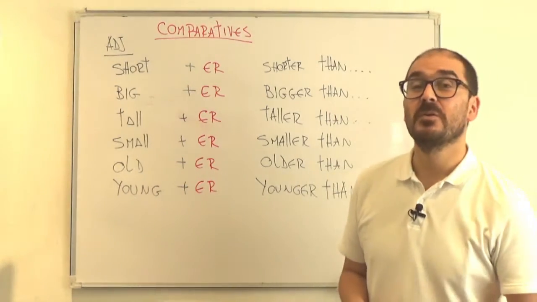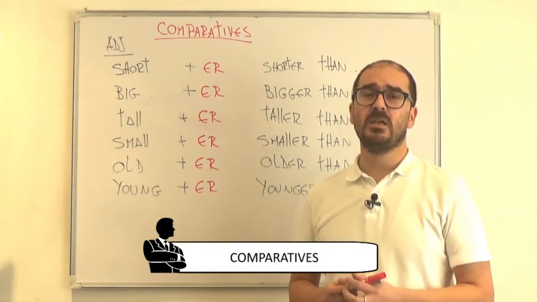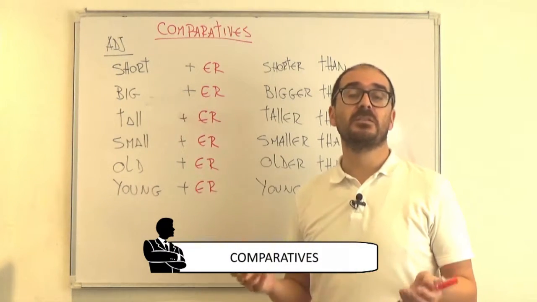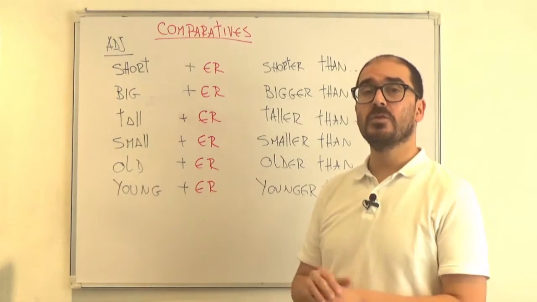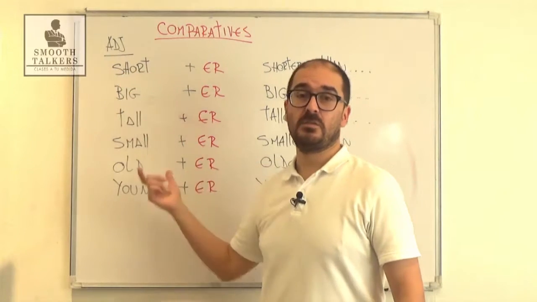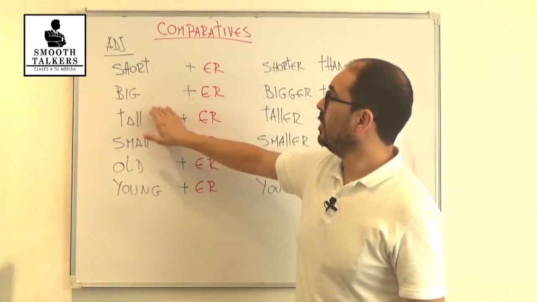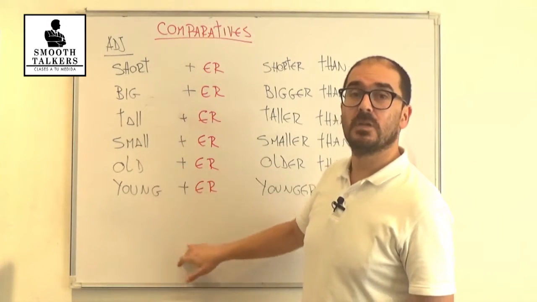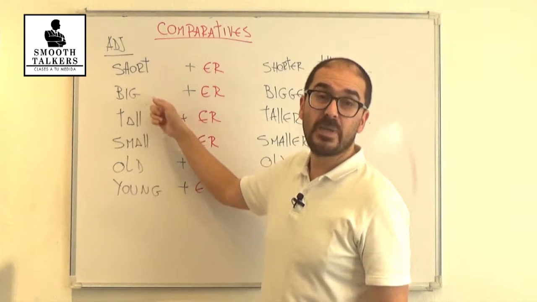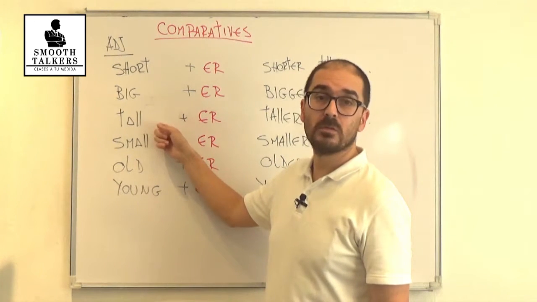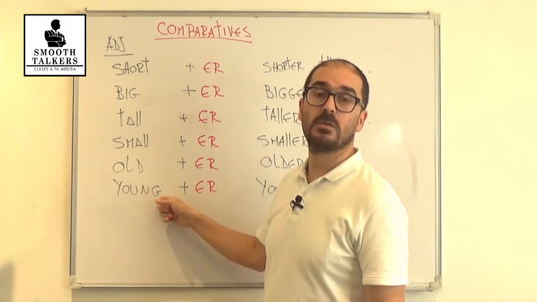Today we're going to talk about comparatives. There are two ways of using adjectives to compare things in English, and we're going to talk about both. First of all, we're going to start with short adjectives. Okay, let's take a look at this list. We can see that all the words in this column are one syllable. Short, big, tall, small, old, young.